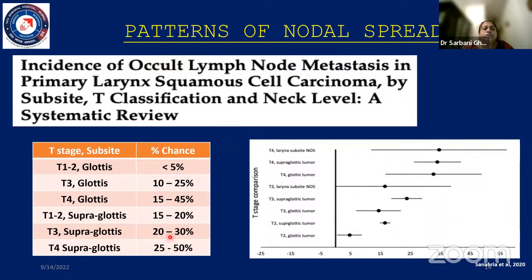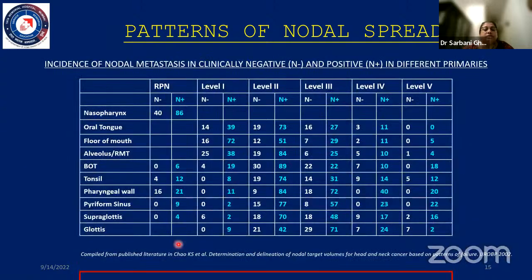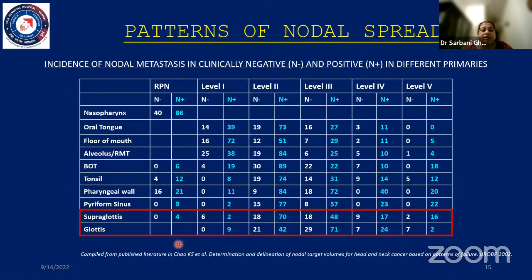And that is essentially because of involvement, by the glottic cancers, of lymphatic rich areas in the supraglottis. Now, this is a much quoted paper from Clifford Chow, and this can be used for any primary in the head and neck.